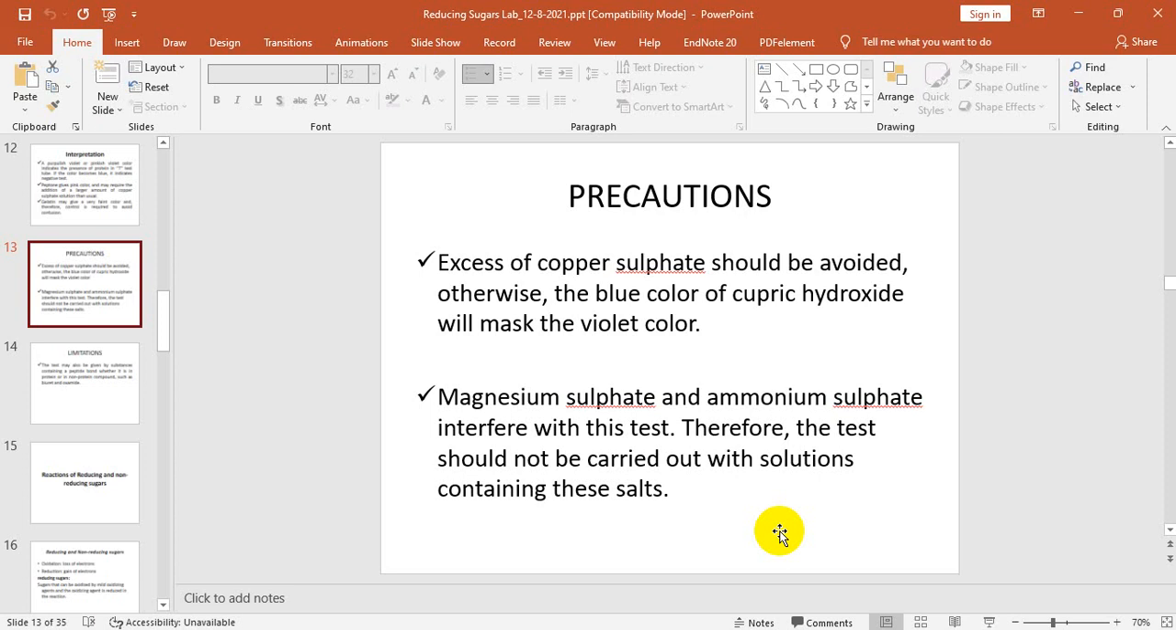Precautions. Excess of copper sulfate should be avoided. That's the reagent we require for this test. Too much copper sulfate reagent should be avoided. Otherwise, the blue color of cupric hydroxide, because copper sulfate itself is blue, will mask the violet color. Magnesium sulfate and ammonium sulfate interfere with this test. Therefore, the test should not be carried out with solutions containing these salts.